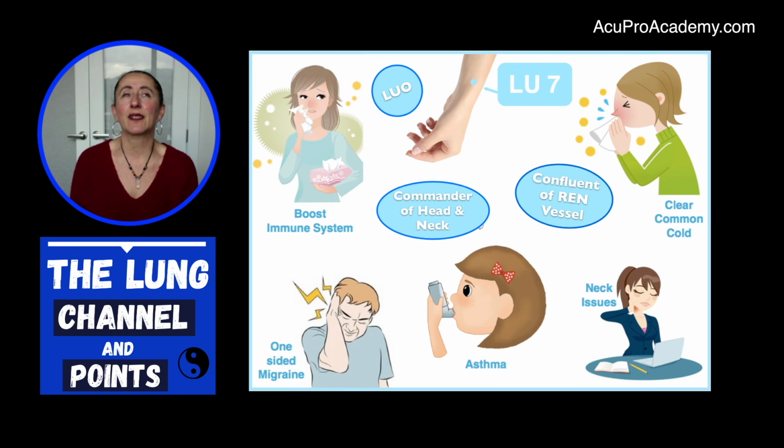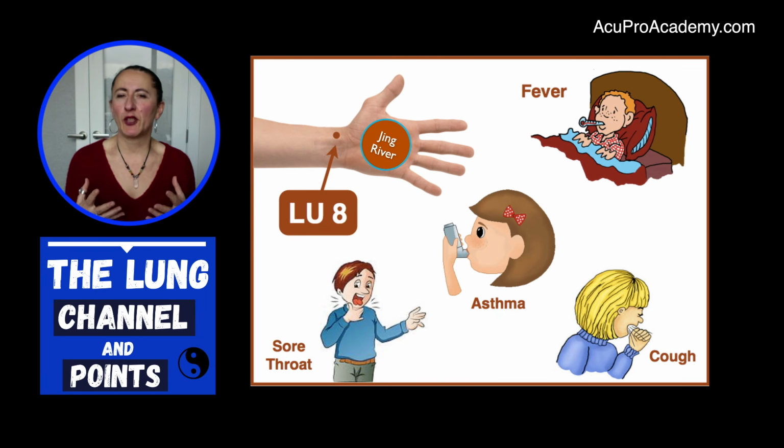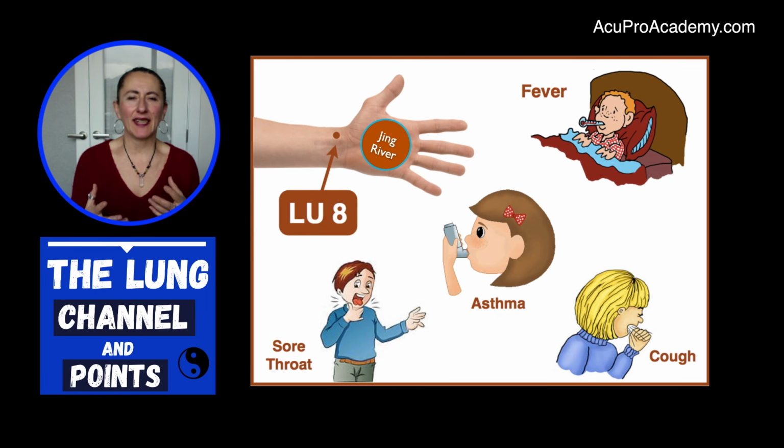I use that in my practice a lot for balancing reproductive hormones specifically. Lung 8 is what I call a complementary point. I would not use it by itself, but it is complementary to your treatment.